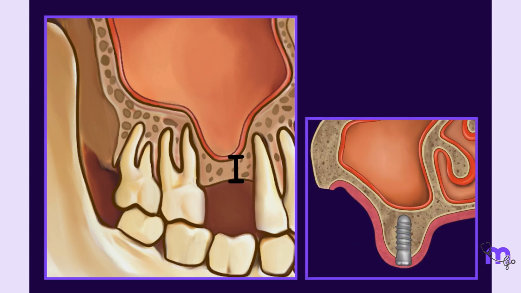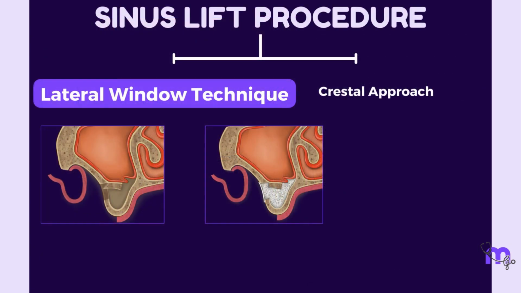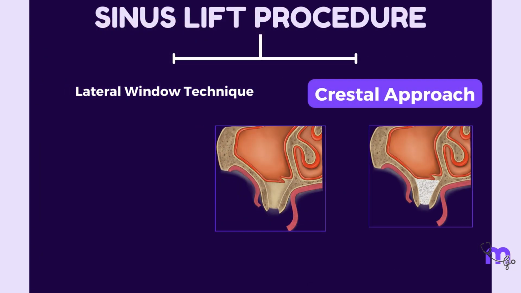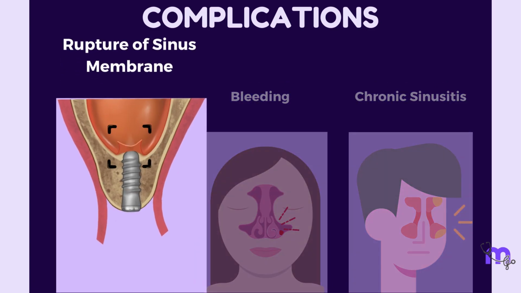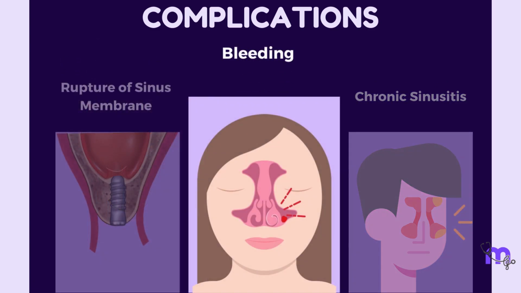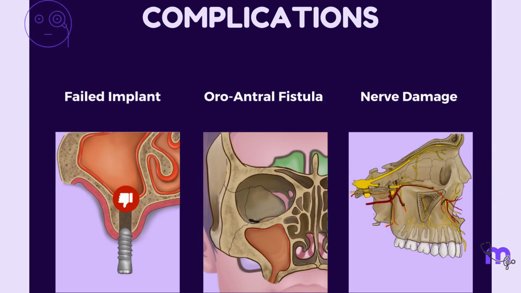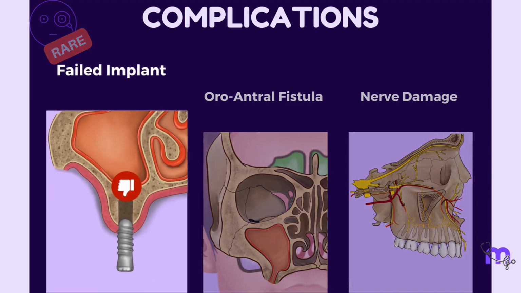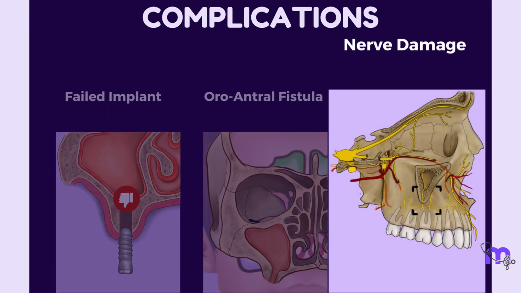To tackle this, a sinus lift procedure is used to augment the bone and enhance the ability of the bone to support the dental implant. The lateral window technique and crestal approach are the two most commonly adopted techniques. Complications involve rupturing the sinus membrane, bleeding, and chronic sinusitis. Other serious but rare complications are failure of the implant, oroantral fistula, and nerve damage.